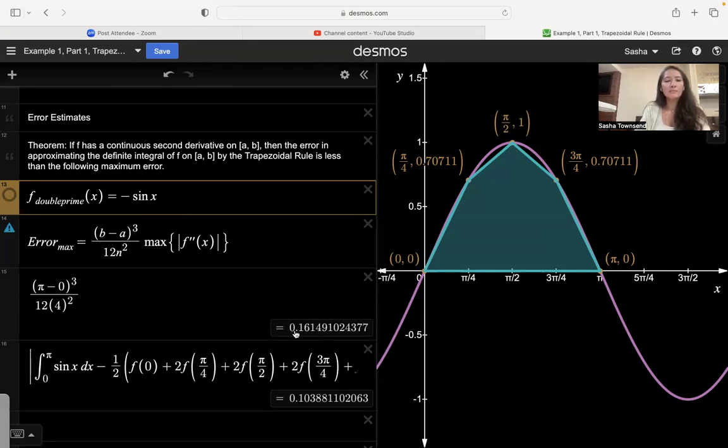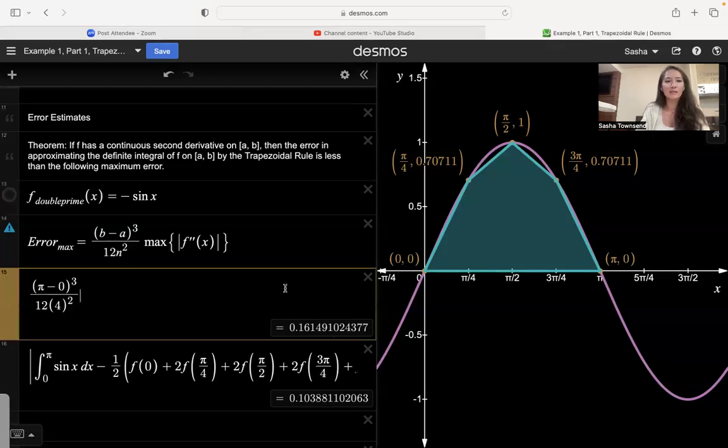That means we can be sure that the trapezoidal rule is going to give us an answer within 0.16149 of the exact answer. Now, it turns out that the actual error is less than this maximum error. The actual error for this particular function was approximately 0.10388.